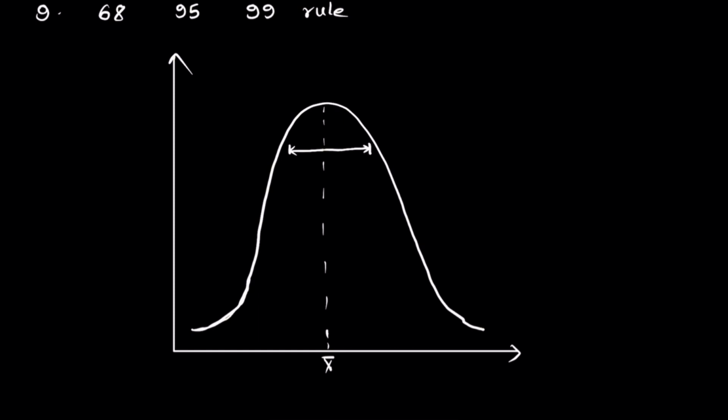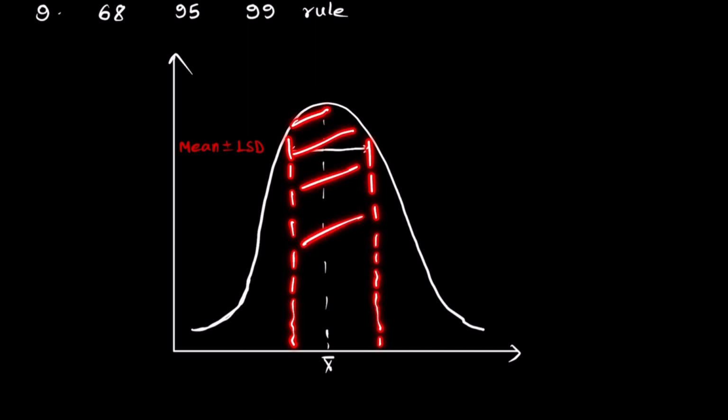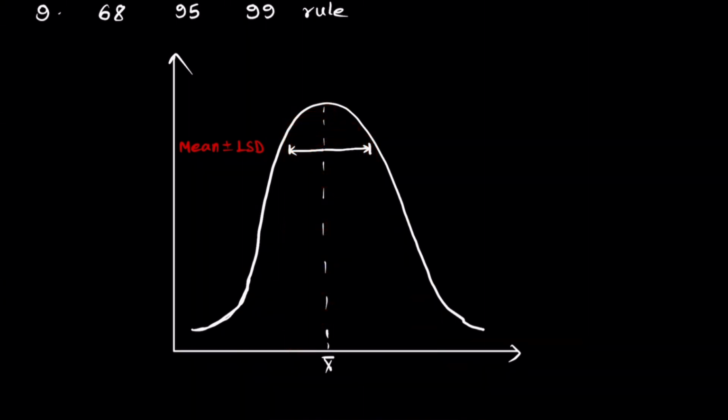So mean plus minus one standard deviation. The area incorporated within that much of the graph, the area incorporated within mean plus minus one standard deviation, is equal to 68%. So you can also say that the total values incorporated in that much part of the graph is 68% of the total values.